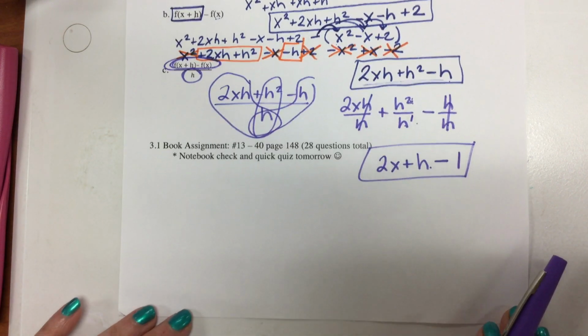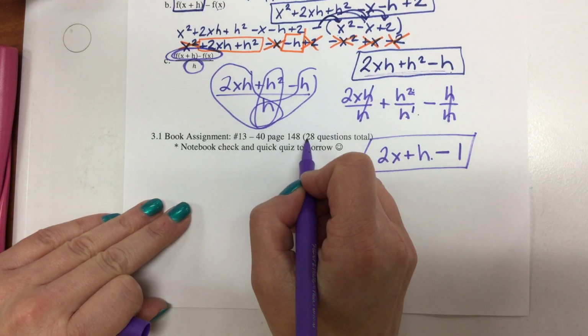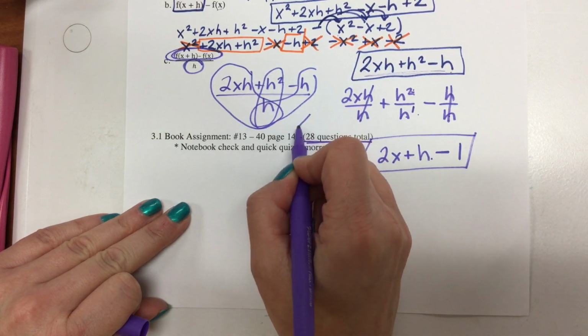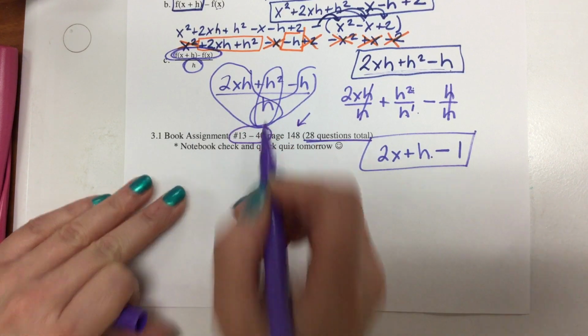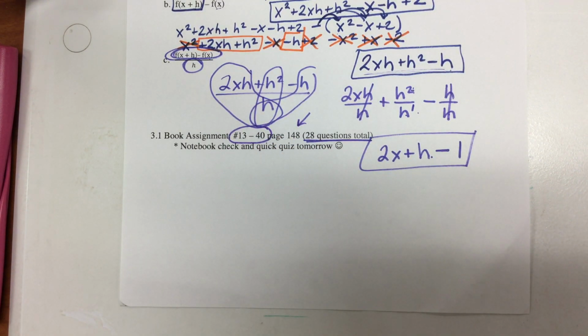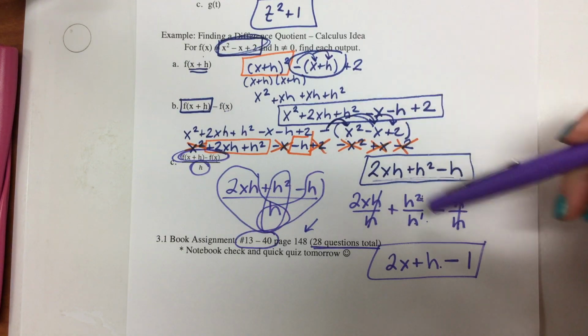So here's what your assignment is. I want you to go ahead. There are 28 questions total. Go to page 148 in the textbook, and you are going to do numbers 13 to 40. Obviously, they're not all going to be super crazy like this.